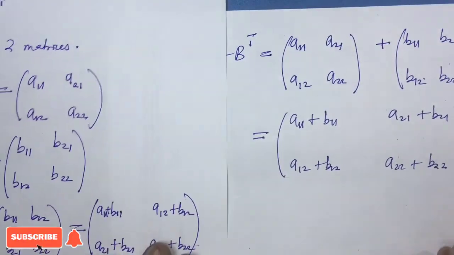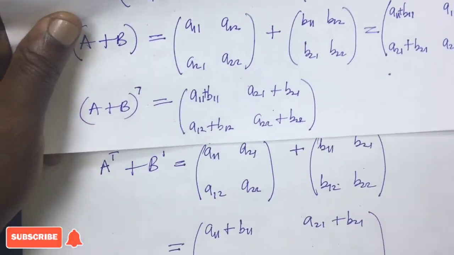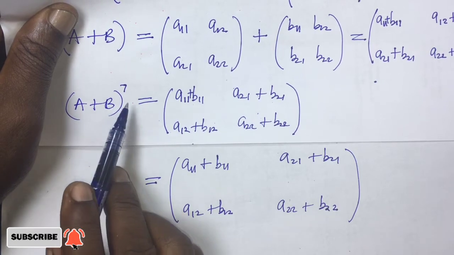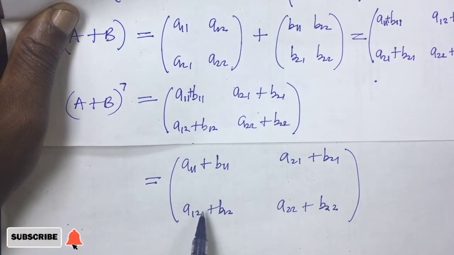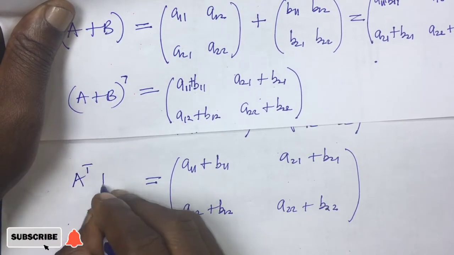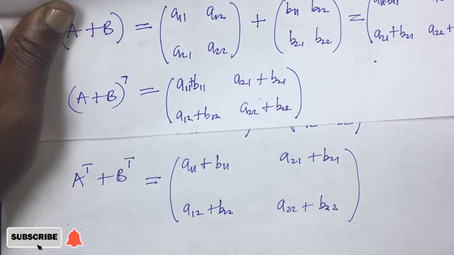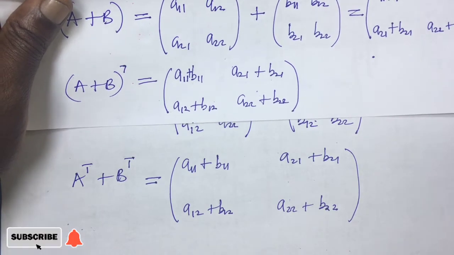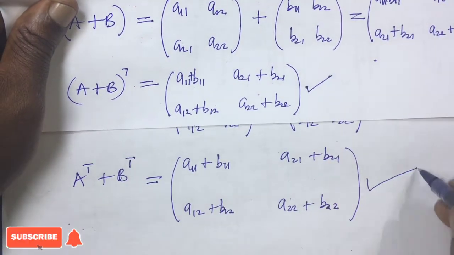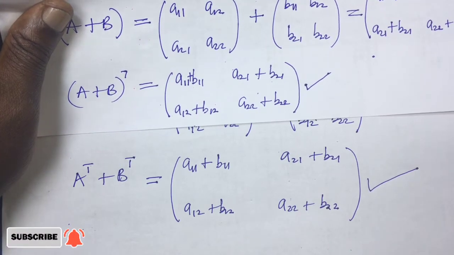Now, notice something about the results. You will notice that the result we obtain for A plus B all transpose is equal to the result we have just obtained for A transpose plus B transpose. And that shows the result to be true. Look at the two results, compare them. You will notice they are the same, okay?